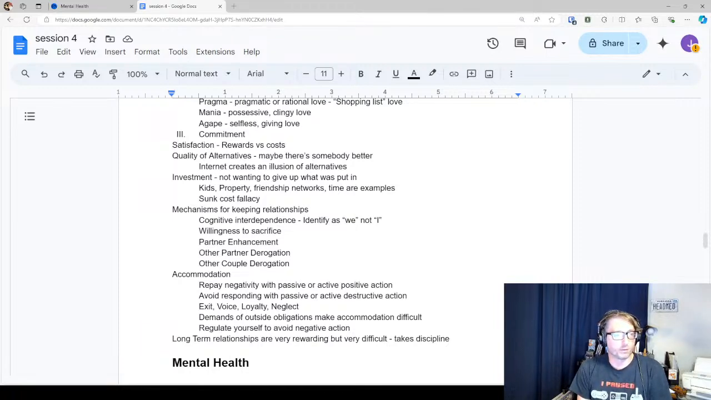So we've got our partner enhancement, where we psychologically raise the level of our spouse's attractiveness. We have other partner derogation, where we can subconsciously lower the value of other people. And then other couple derogation, where we might pick apart the relationships of other people to make our relationship seem better. And we have accommodation, which is a really interesting one.